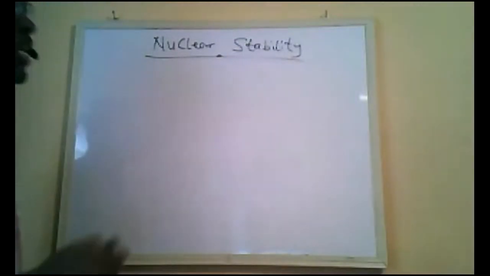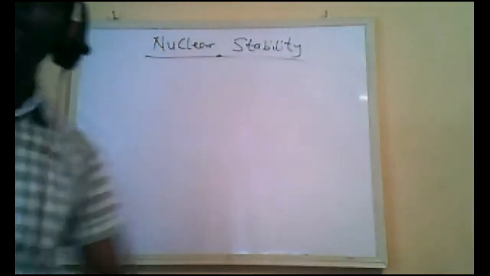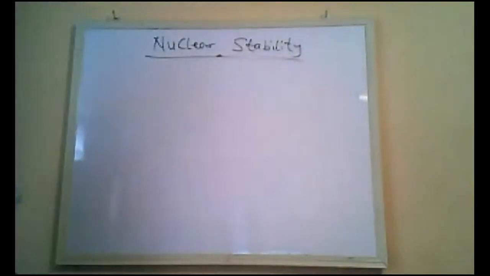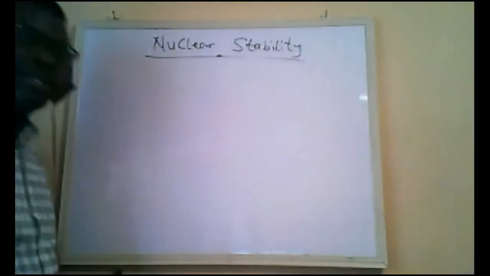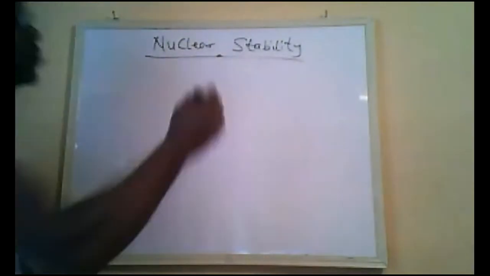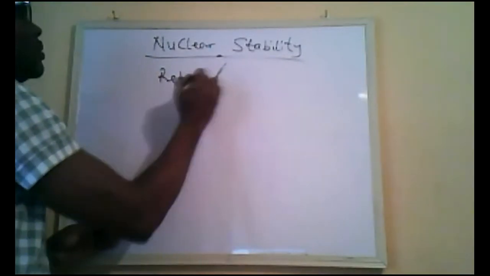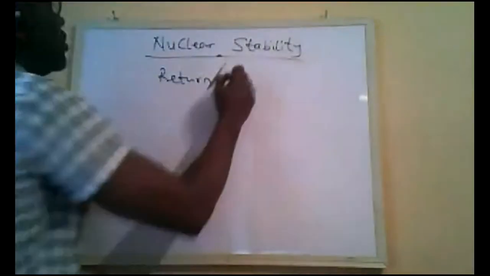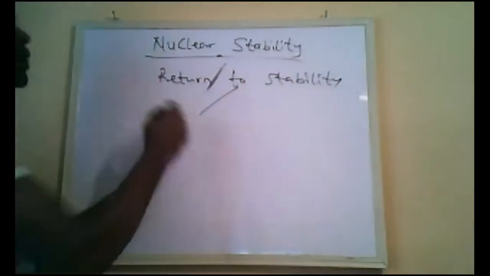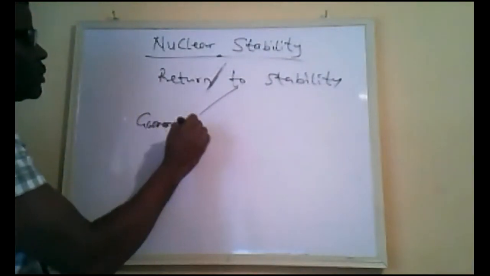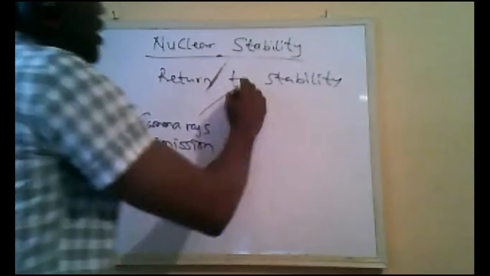Nuclear stability. In all these processes we have mentioned, beta particle emission, alpha, beta plus, beta minus, electron capture, isomerism, they actually take place and the return to stability happens via gamma ray emission or internal conversion.